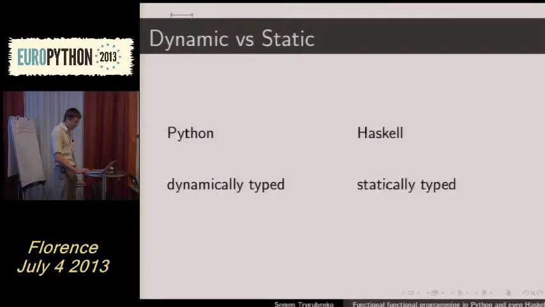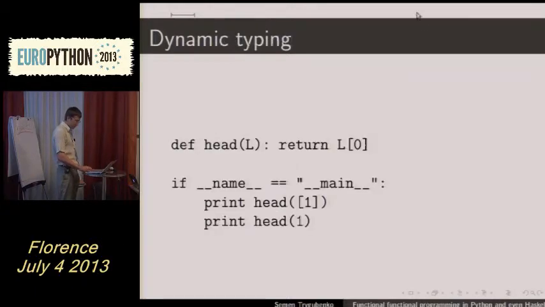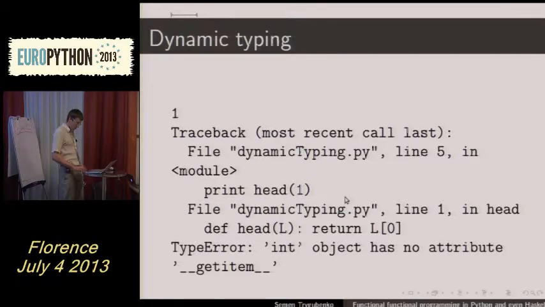So Python is a dynamically typed language, and Haskell is statically typed. And what that means is there's a very simple function in Python that takes a list and returns the first element of that list. As you can see, the first statement will execute fine, but the next one will bomb at runtime with the following traceback.